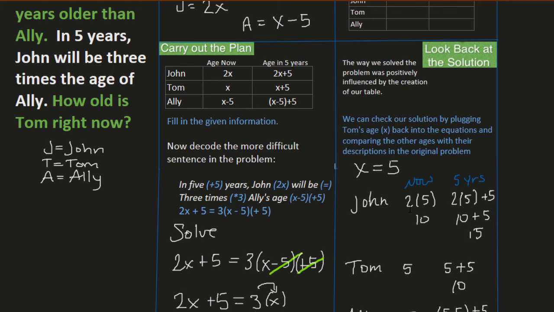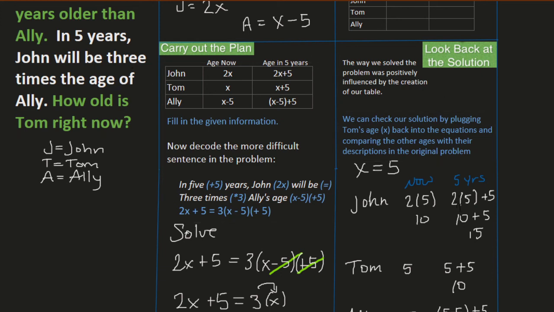So John's age now was 2 times x, so that's 2 times 5, which means John is 10 years old right now. We know that x equals 5, so Tom is 5 years old right now. And then Allie was Tom's age, which was x minus 5. That means that she's 0 right now, meaning she's probably an infant, maybe a newborn. So in 5 years, though, we have some values to figure out as well. It claimed that in 5 years, John will be 3 times the age of Allie. Let's check that to see if it's true.